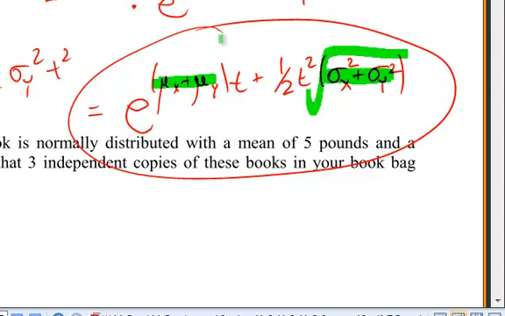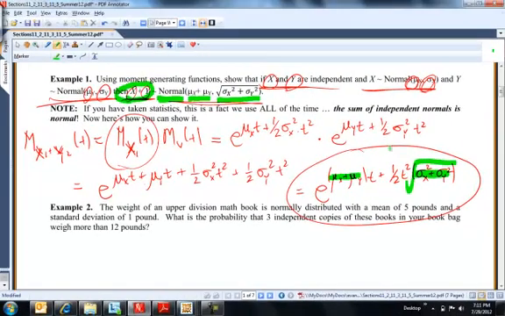So this is very helpful in doing problems. Now I know the sum of two normals is normal. I know what the mean would be. I know what the standard deviation would be.